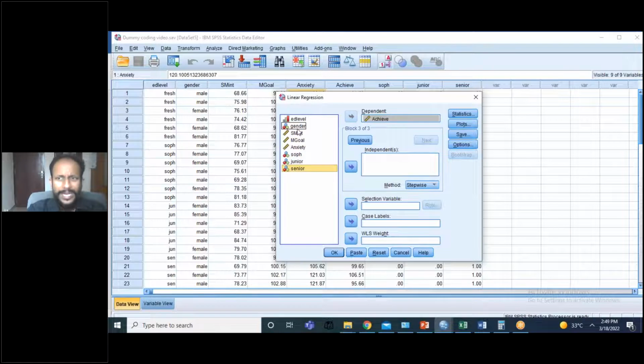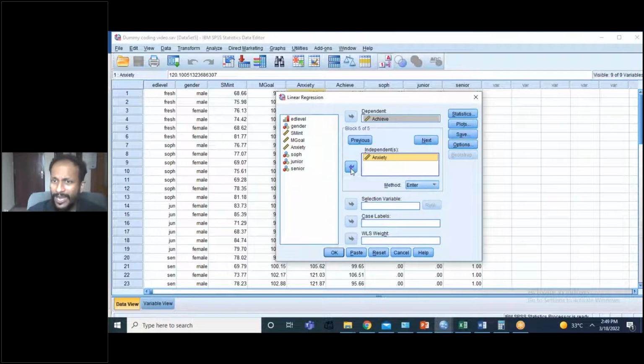Now I feel that my previous literature says that gender has a significant impact on achievement. So first I will study the impact of gender on achievement. After that, I will add two more variables, subject matter and goal. This is block 2. And then I'm adding a third block, which is nothing but anxiety. Right? So basically, I have not added all these independent variables in one go.